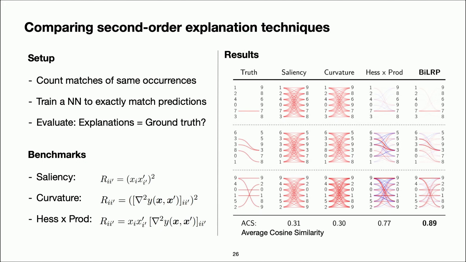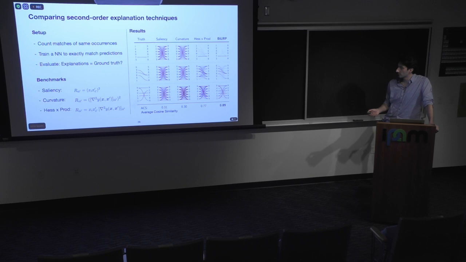And then by using BiLRP and choosing appropriate hyperparameters, you end up with a quite good match to the ground truth data in your explanations. This is how we could, at least to some extent, confirm that the method is doing something useful, and we can now move to more real world examples.